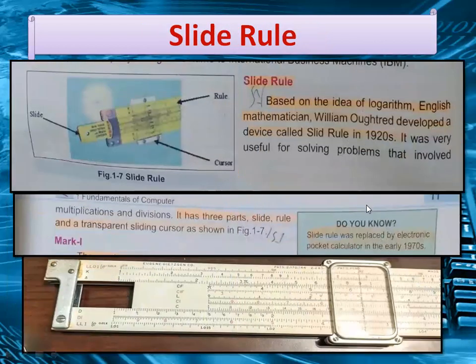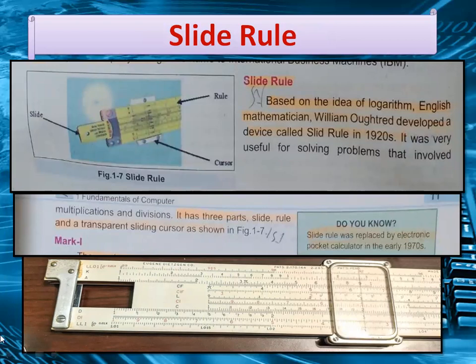The next is slide rule. The slide rule is basically based on the idea of logarithm. English mathematician William developed a device called slide rule in the 1920s. It was very useful for solving problems that involve multiplication and division. It has three parts: slide, rule, and transparent sliding cursor, as you can view on your screen.